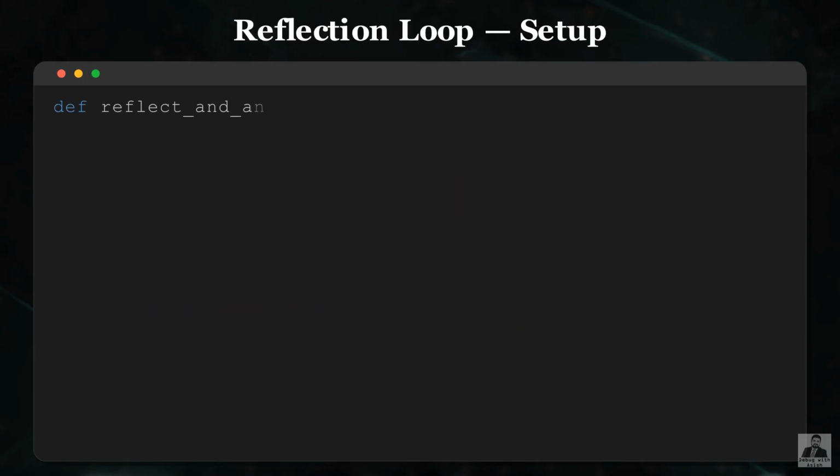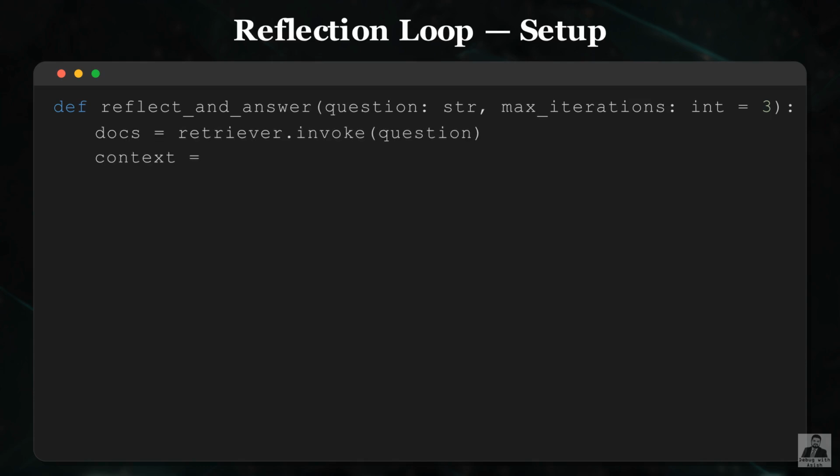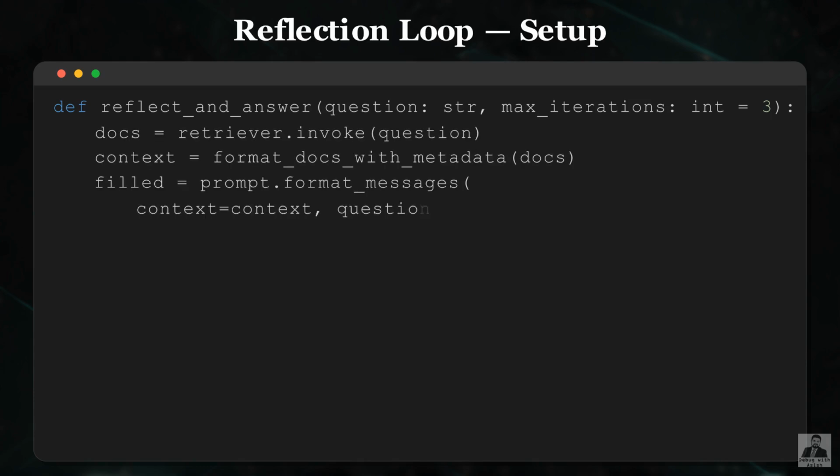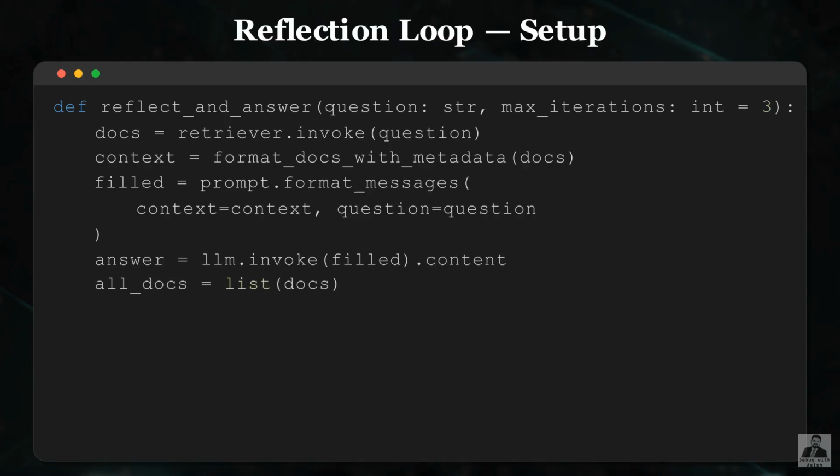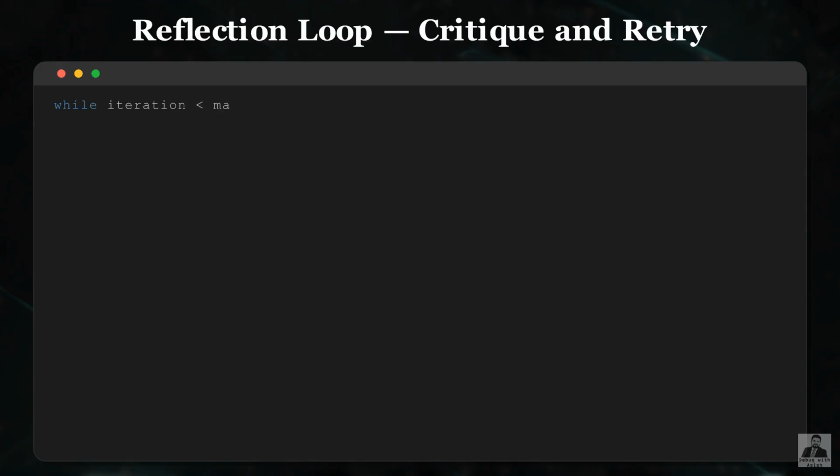The first part of the reflection loop sets up the initial state. We retrieve documents for the original question, generate a first answer, and store all retrieved documents in a list. We track the iteration count so we can enforce the maximum iteration limit. Accumulating all documents across iterations in one list means each regeneration has access to everything retrieved so far, not just the most recent search.